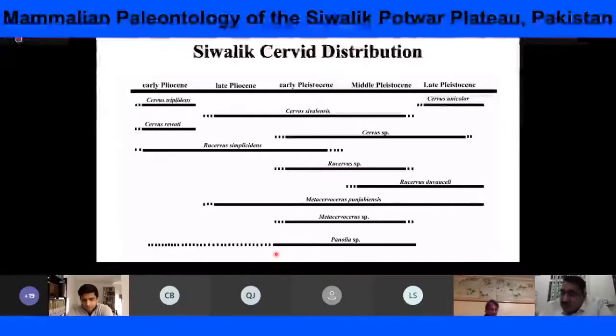Pseudodicerus Megaceros bakri has been reported from the Bugti Hills. These coexisted with Metacervus punjabiensis. And the presence of Pseudodicerus Megaceros in the paleontological record of the Siwaliks suggests a paleobiogeographic exchange with Central Asia, triggered by the increase of climate aridity and seasonality on the Indian subcontinent.